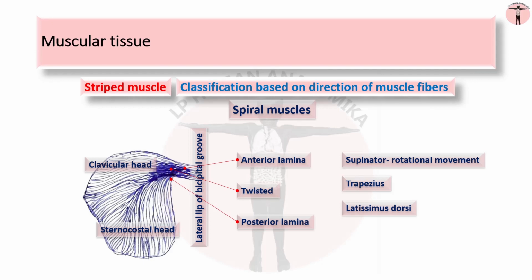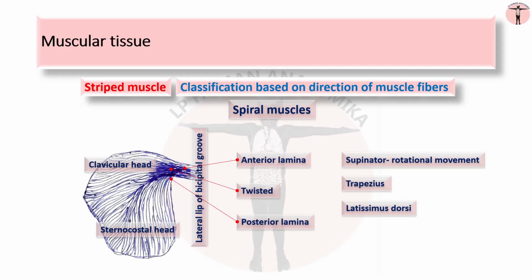Coming to the spiral muscles, the third classification of voluntary muscles based on direction of muscle fibers: the fibers are twisted in arrangements close to their insertion. For example, the pectoralis major is inserted to the lateral lip of bicipital groove in bilaminar U-shaped manner.